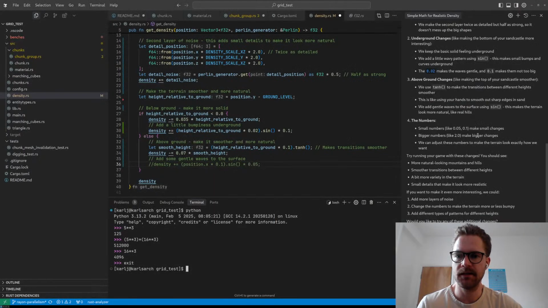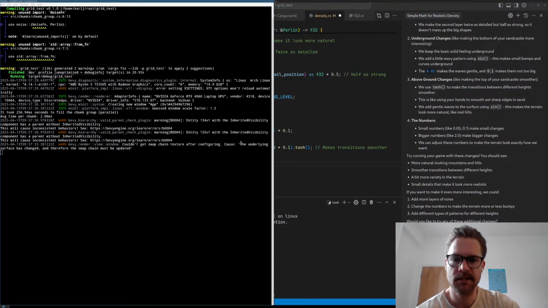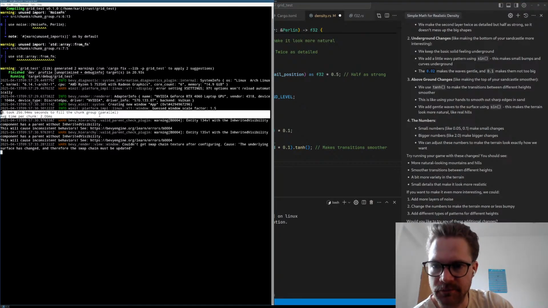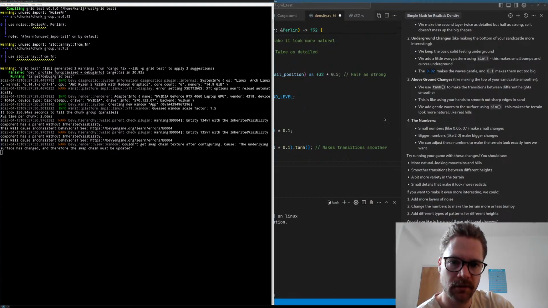Okay, I think what happened now is it actually froze again. So we can see in the output here that the generation was pretty fast. It adds like 1 millisecond per chunk. Still pretty good. But for some reason now it's frozen. Let me try again.